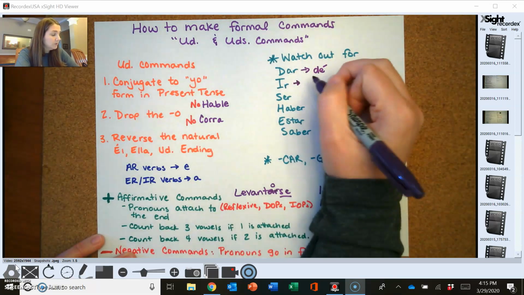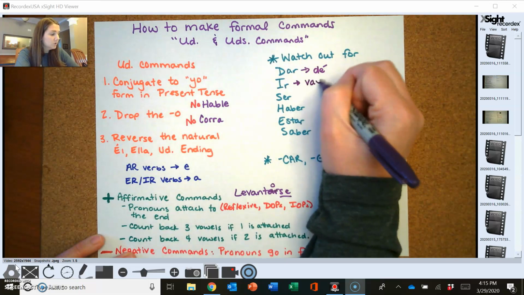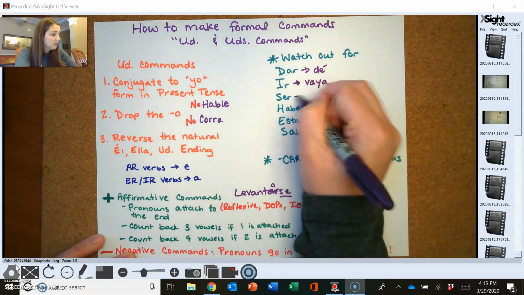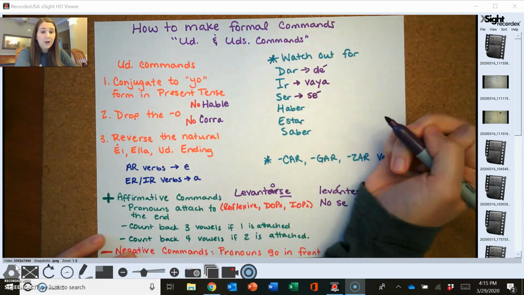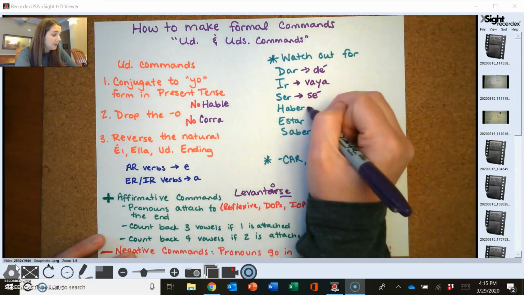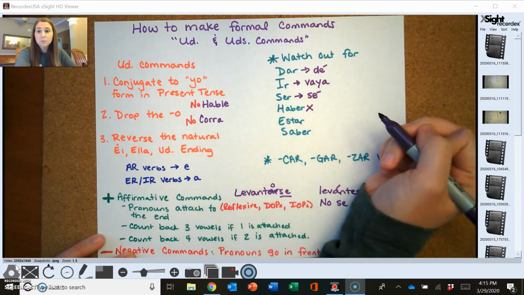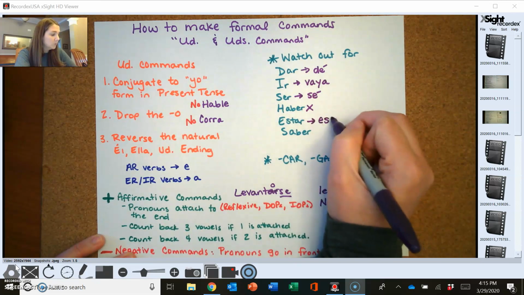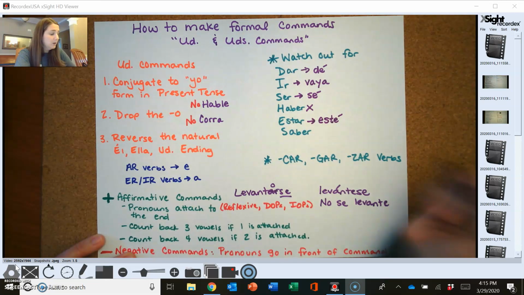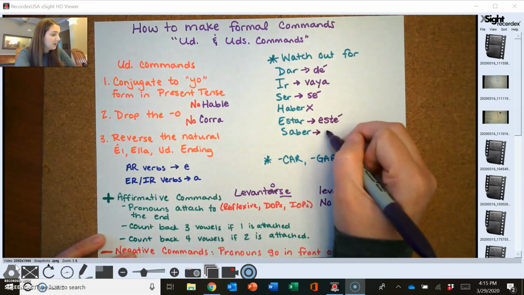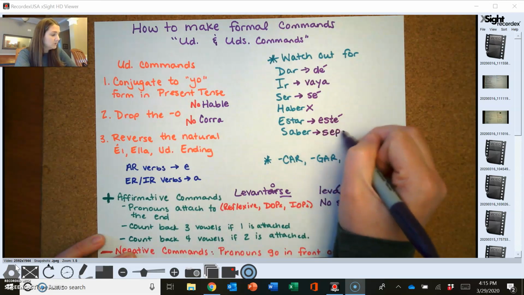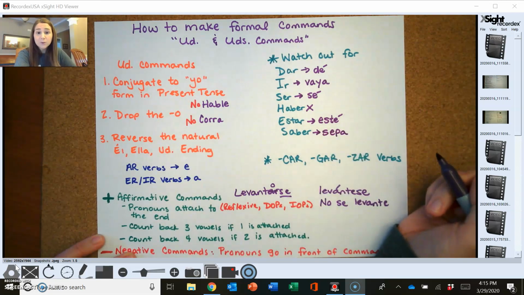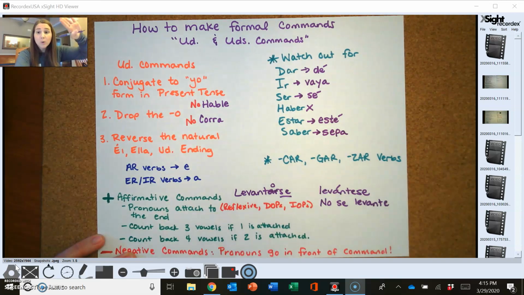Ir, if you'll recall the negative tú command was no vayas, so this one's just going to be vaya. All right, ser is going to go to sé with an accent. Okay, haber, I don't even need you to worry about it for right now, so don't. You're not going to use haber as a command. All right, estar, if you'll recall, went to no estés, so this is going to be esté. And then saber went to sepas, no sepas in the negative tú command, so it's going to be sepa. Now, literally all you got to do is, if you can make a negative tú command, erase the s. That's all you're doing, okay? It's the exact same thing, you're just erasing the s off of a negative tú command.